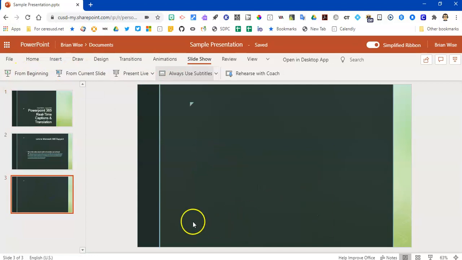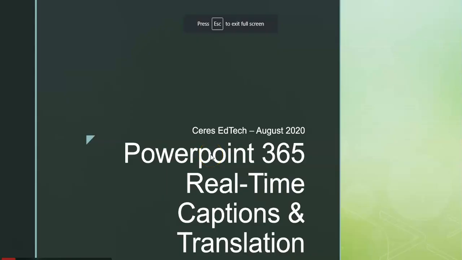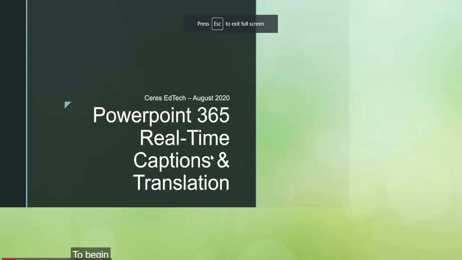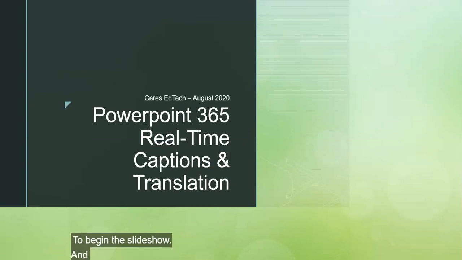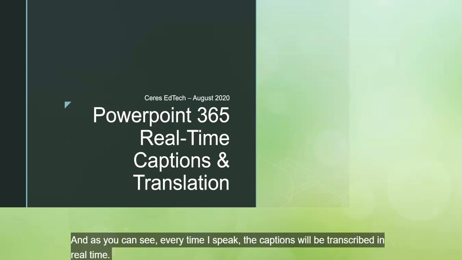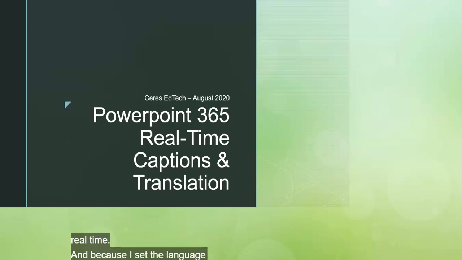I'm going to choose a blank slide just so I have plenty of blank space for my captions to appear. I'll go ahead and click from beginning to begin the slideshow. And as you can see, every time I speak, the captions will be transcribed in real time. And because I set the language for English, the captions are in English.